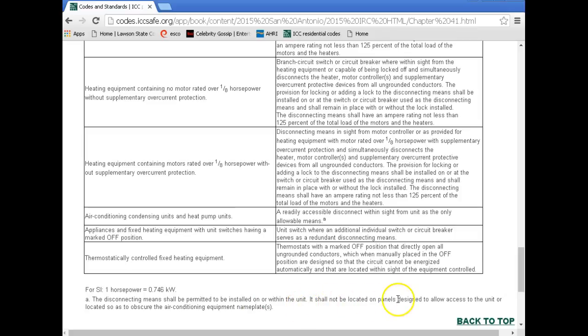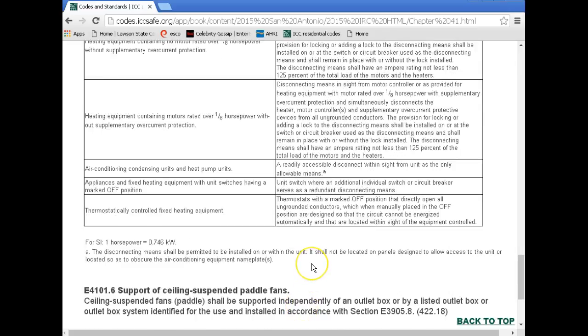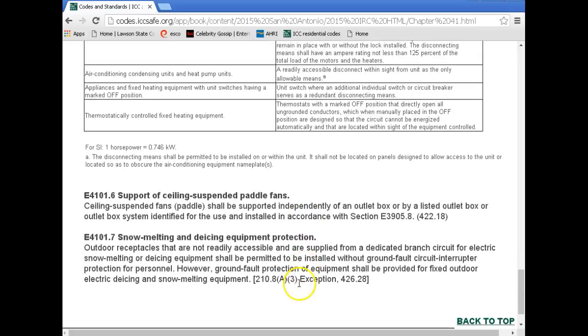It shall not be located on panels designed to allow access to the unit or located so as to obscure the AC equipment nameplate. You see that a lot of time on package equipment. They'll just drill the disconnect right to the side of the sheet metal. Obviously, you can't cover that up. Okay. Was that the only thing we had in there? I think so. And I think that's it for this book.